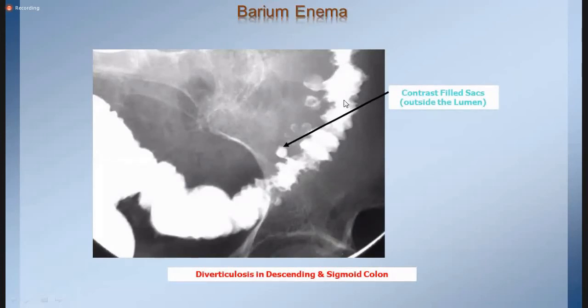So another abnormal barium enema examination, focused at the sigmoid colon, demonstrating multiple contrast filled outpouchings arising from the walls of the sigmoid colon, representing sigmoid diverticulosis. Few diverticula also noted involving the descending colon as well.